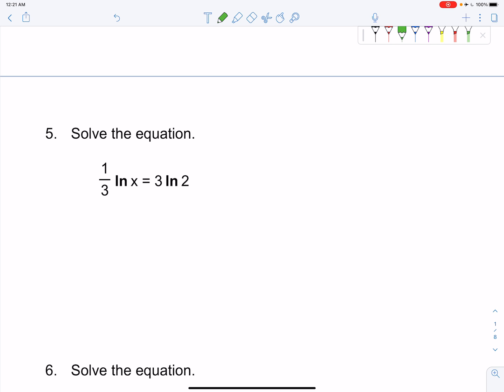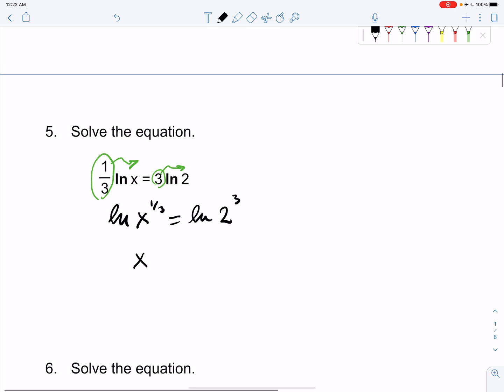Before we actually use our one-to-one property of logs, we have to use this product to exponent idea. We've got the natural log of x to the 1/3 equals, and we're going to do the same on this particular product. This is going to equal the natural log of 2 to the 3rd. So we've got the natural log on both sides. The arguments must be equal.